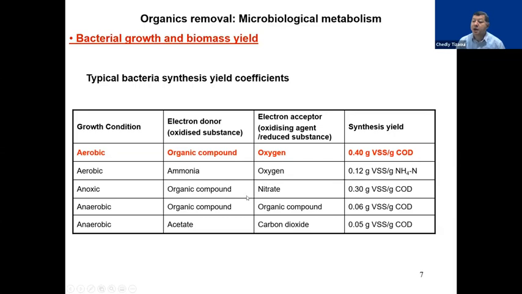Okay. If you use, for example, anoxic conditions, then you produce less. So you produce 0.3 gram of VSS per gram of COD. And if you have anaerobic conditions, you produce even less VSS per gram of COD. So that table gives you an idea of how much of the microorganisms you produce. And in fairness, that has a lot of implications in the design, and that will be quite important in the design of biological treatment.